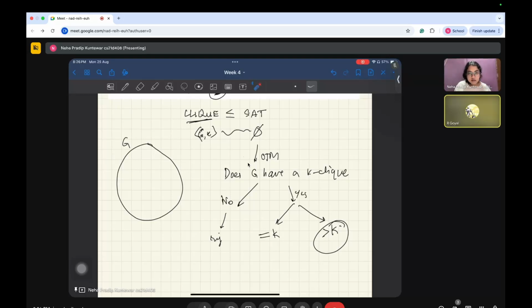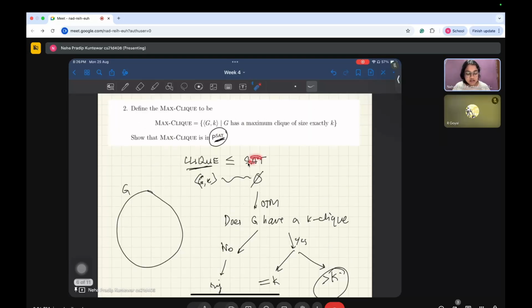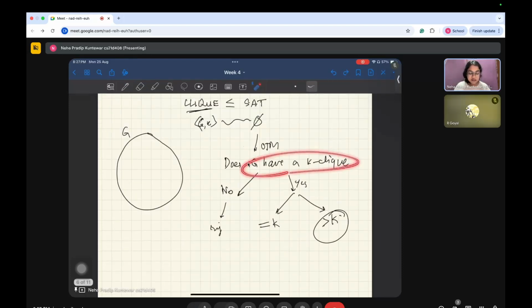Okay, so for now let's assume that instead of SAT you actually have access to the clique oracle. The first query that we asked was whether there is a clique of size k, and if it said no, we are fine. If it says yes, that means there could be a clique of size exactly k, or a clique of size more than k. Now can you ask one more query to the clique oracle?